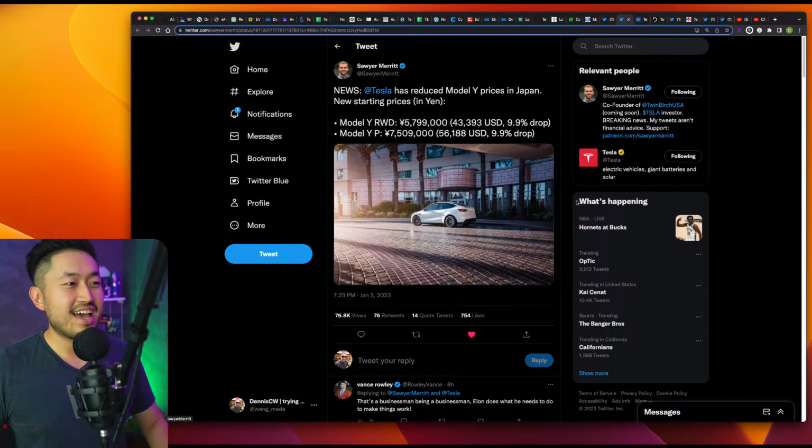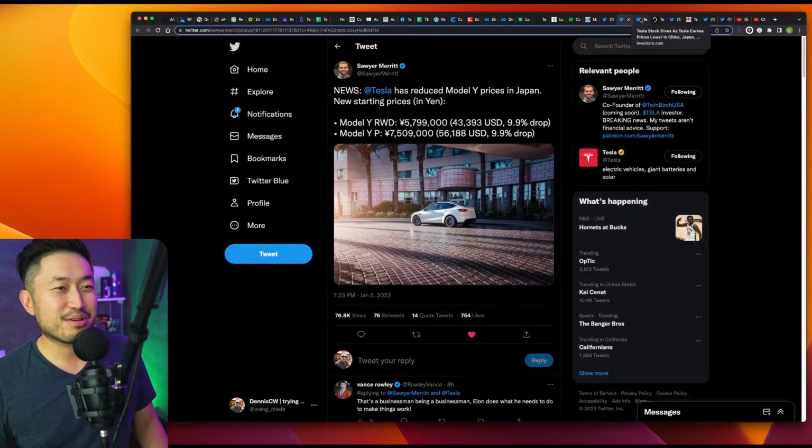First it was Tesla China, and then it became Tesla Japan. So shout out to Sawyer Merritt again for this tweet. Tesla has reduced the Model Y prices in Japan. New prices starting in yen. So Model Y rear-wheel drive, $43,000, and the Model Y Performance, $56,000. So it seems like everybody else across the world gets a cheaper Tesla than the US. What's going on here? Are we paying all the profits?